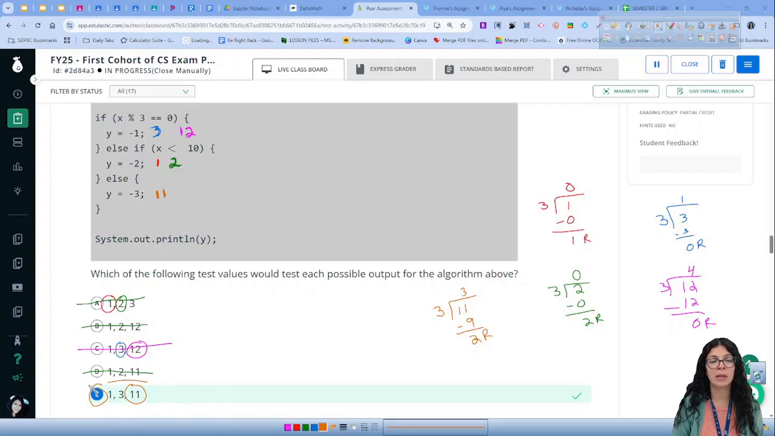So the x value of 11 will test this last case. So as you could see with answer choice E, the value of 1 tests the second case, the value of 3 tests the first case, and the value of 11 tests this third case. So E is the only answer option that tests all 3 cases.